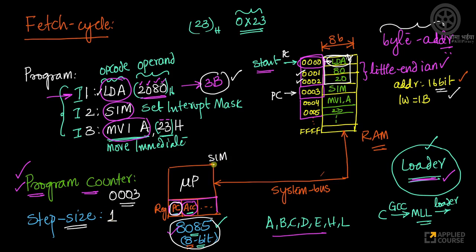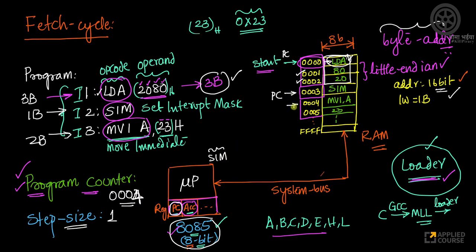Right? So for the SIM instruction, we don't need to fetch anything else because, look at this, this is a 3-byte instruction, this is a 1-byte instruction, and this is a 2-byte instruction. The microprocessor already knows this. So the moment it fetches SIM, it knows that it doesn't have to fetch any more bytes. My step size becomes 1. And while SIM is being executed, my program counter will become 0004.